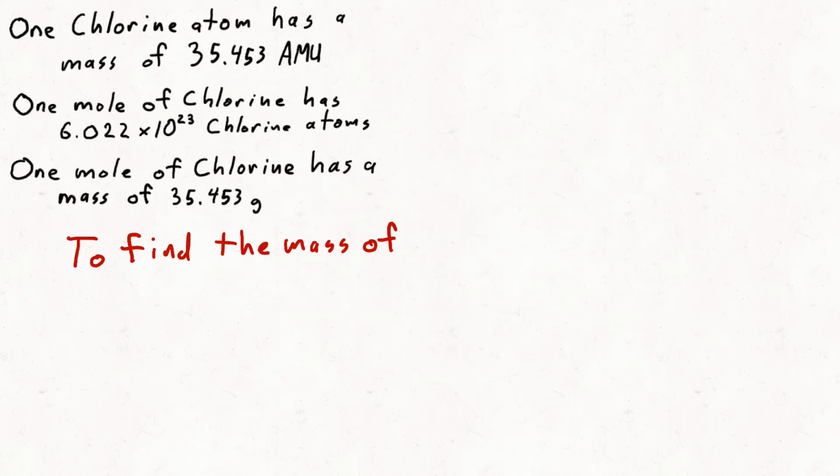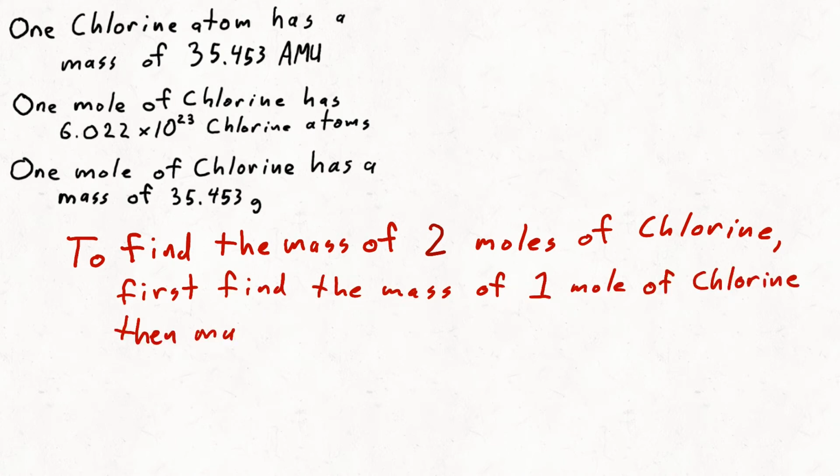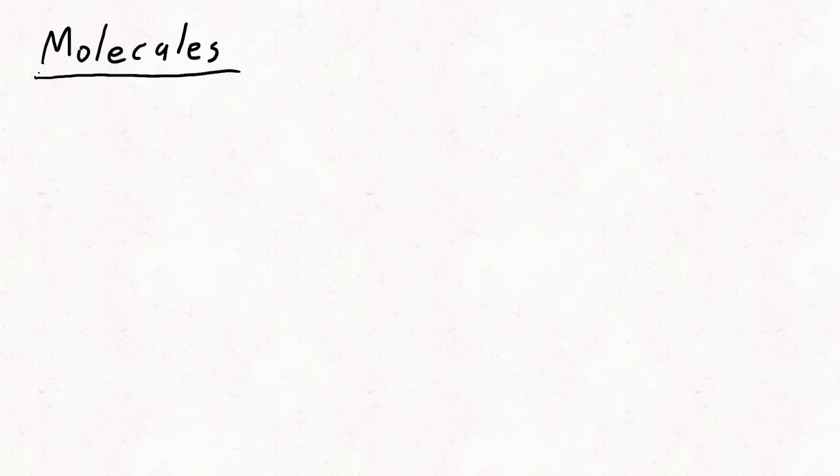To find the mass of 2 moles of chlorine, first find the mass of 1 mole of chlorine, then multiply by 2. Similarly, to find the mass of 3 moles of chlorine, multiply the mass of 1 mole of chlorine by 3. This works for any number of moles, even non-integers. To find the mass of 0.7 moles of chlorine, find the mass of 1 mole of chlorine, then multiply that by 0.7. Now we need to understand what a molecule is.